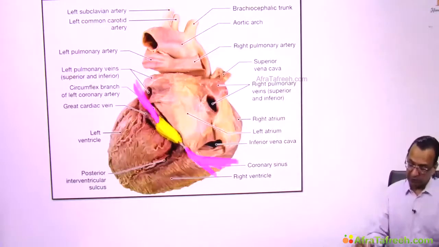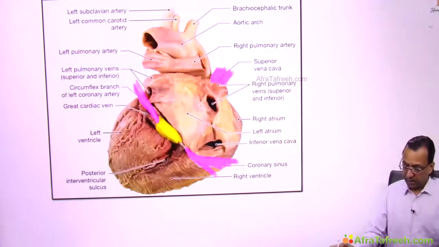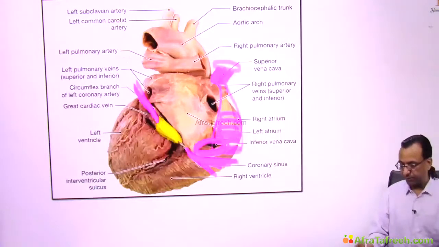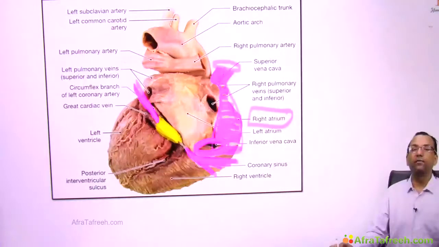And what about the atria? Can you see here the superior vena cava? And can you see the inferior vena cava? Oh, superior vena cava, inferior vena cava. I think then this is the right atrium. Yes, that is the right atrium, because in the right atrium you'll have the opening of the superior vena cava and inferior vena cava.